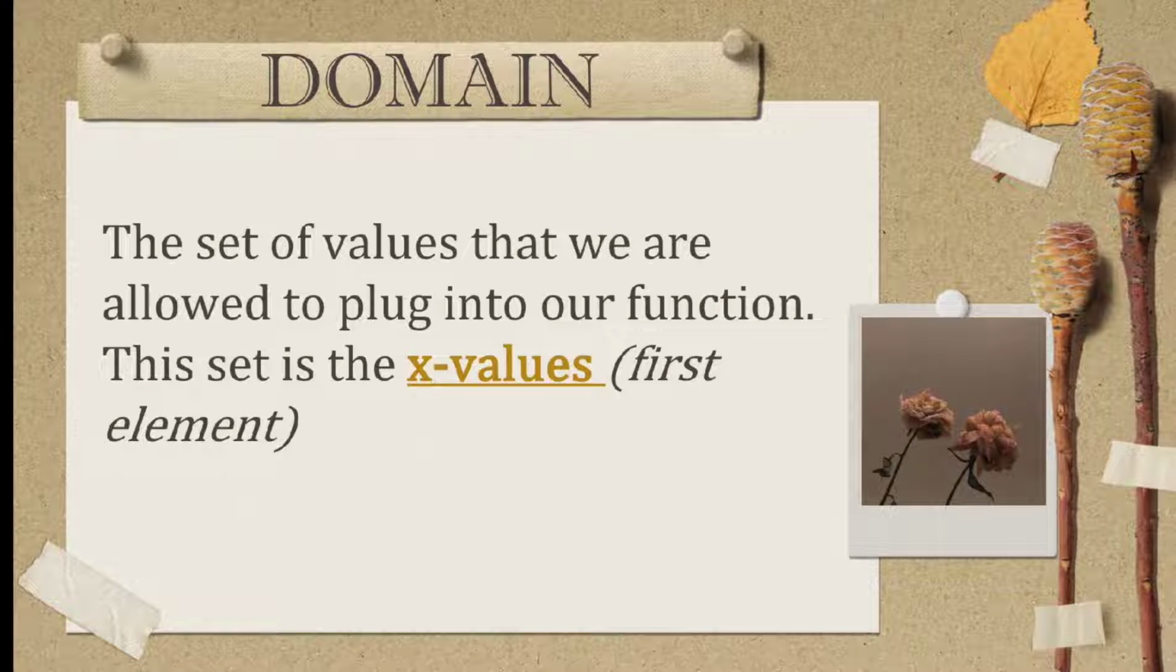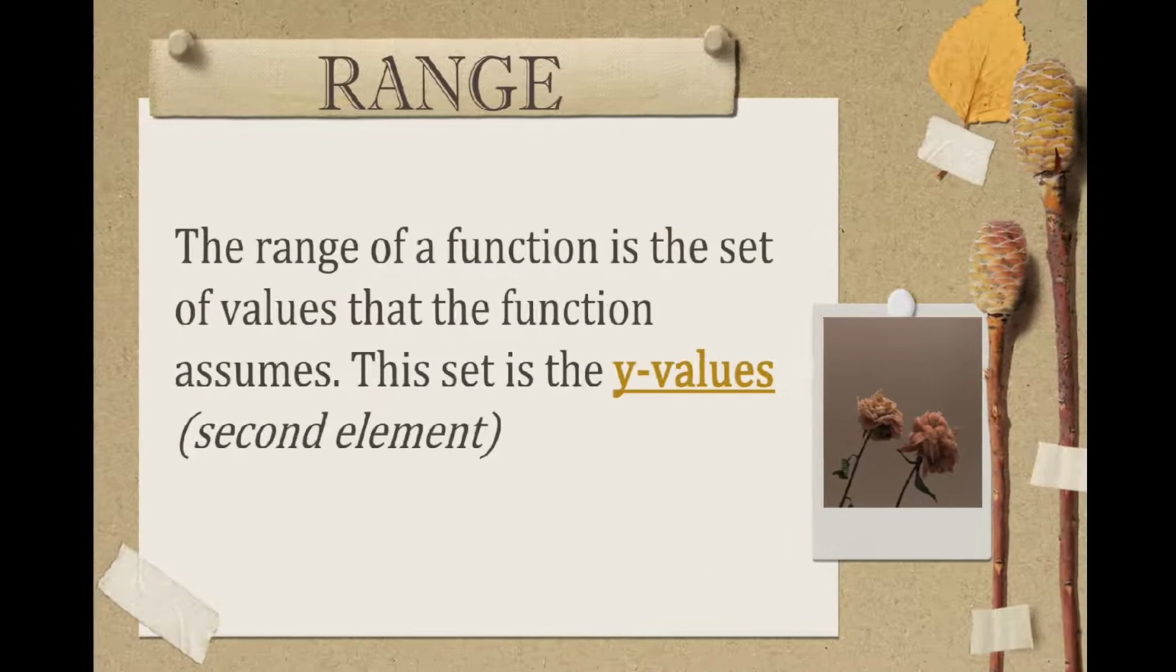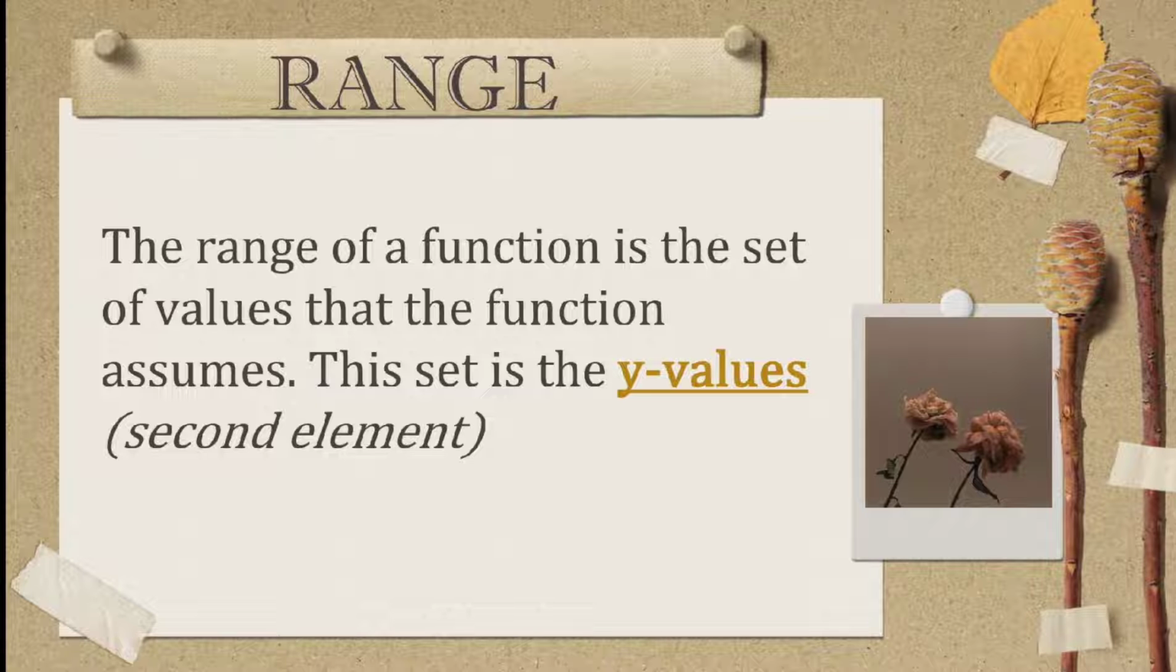Domain. It is the set of values that we are allowed to plug into our function. This set is the x values or the first element in a relation. Range. The range of a function is the set of values that the function assumes. This set is the y values or the second element in a relation.